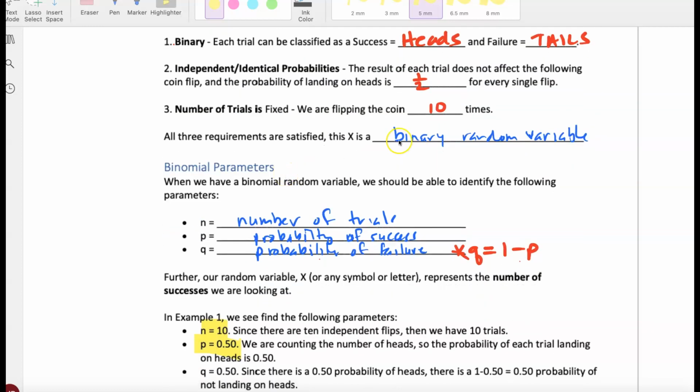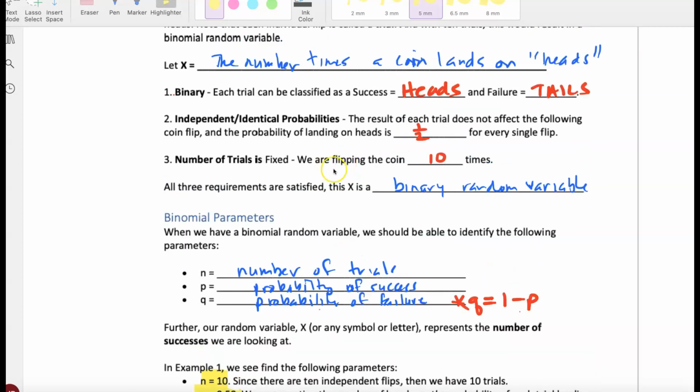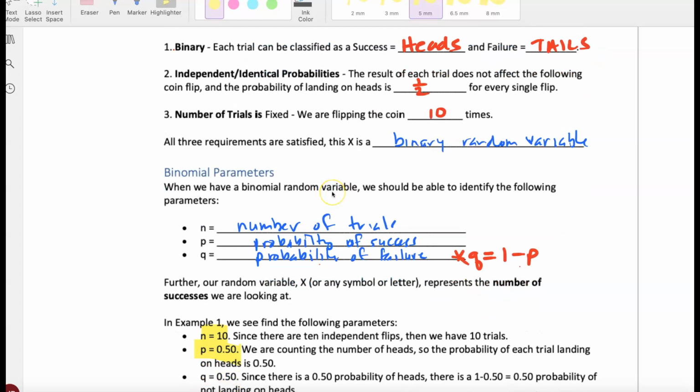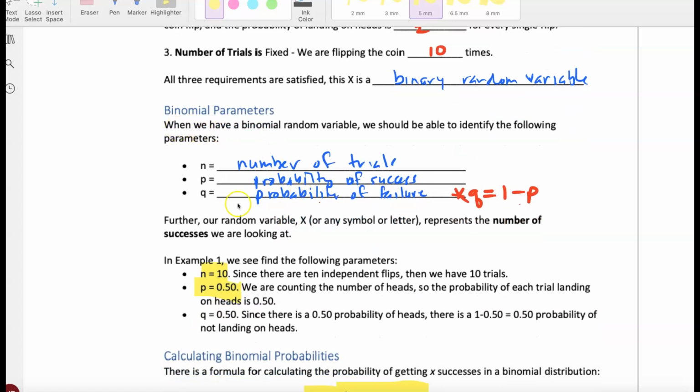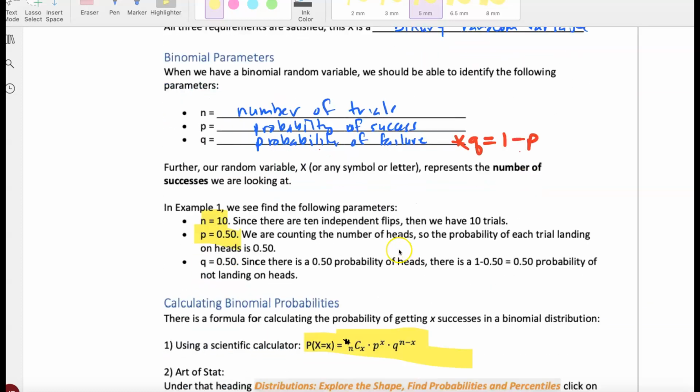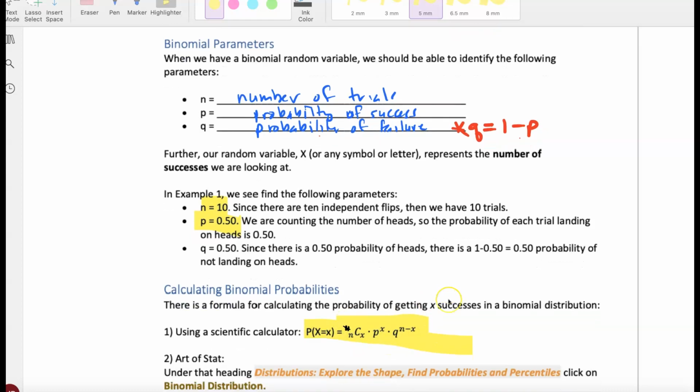Now, when we have a binomial random variable, we can look at outcomes. What's the probability of getting 3 heads out of 10? Or what's the probability of getting 6 heads out of 10? We can answer a question like that. We need to consider certain variables when we do the calculations. You will see here, we can do this by hand using this formula.